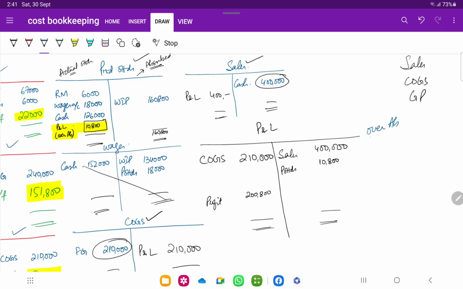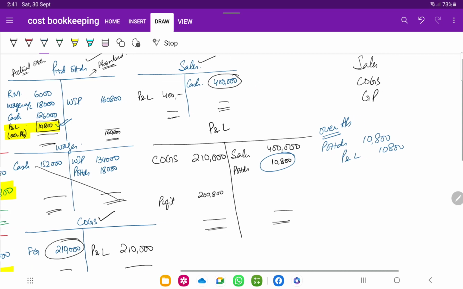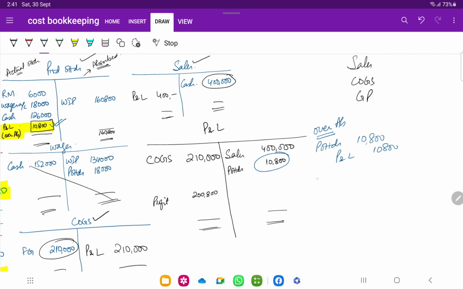In case of over absorption, production overheads have been debited. There is a debit entry in the production overheads T account, and there is a credit entry in the profit and loss account. What if the same figure is classified as under absorption? There will be a reverse entry. The P&L will be debited with the amount of 10,800, and production overheads will be credited with the amount of 10,800.